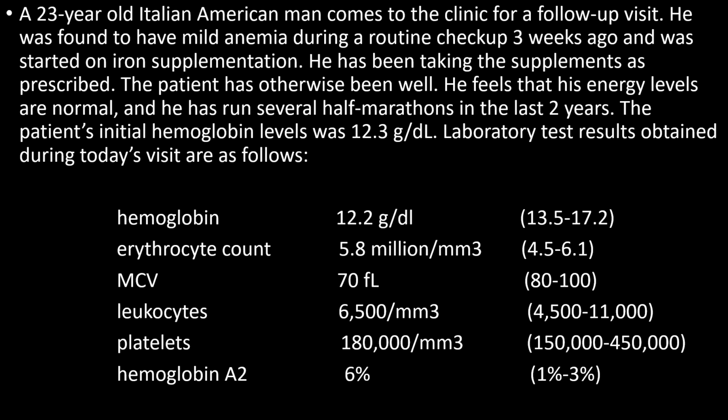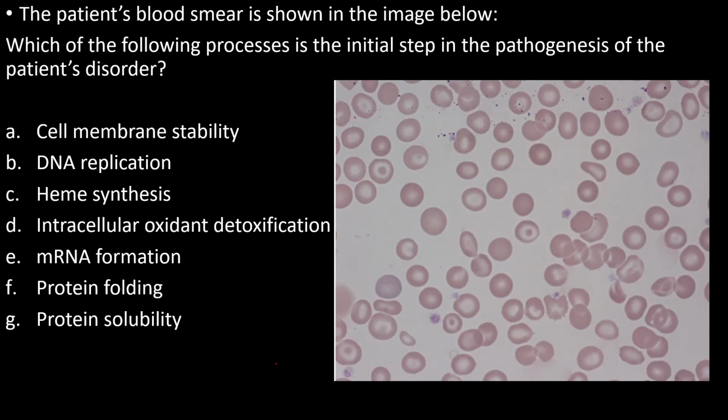The patient's initial hemoglobin level was 12.3 gram per deciliter. Laboratory test results obtained during today's visit are as follows. Hemoglobin is 12.2 gram per deciliter. Erythrocyte count is 5.8 million per mm cube. MCV is 70 FL. Leukocytes is 6500 per mm cube. Platelets is 180,000 per mm cube. And hemoglobin A2 level is 6%. The patient's blood smear is shown in the image below. Which of the following processes is the initial step in the pathogenesis of the patient's disorder?